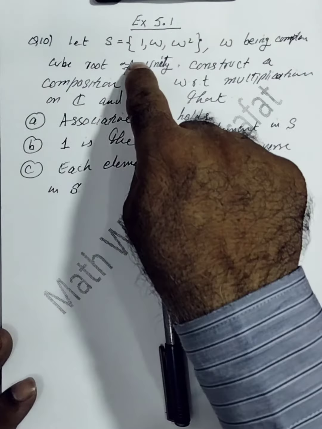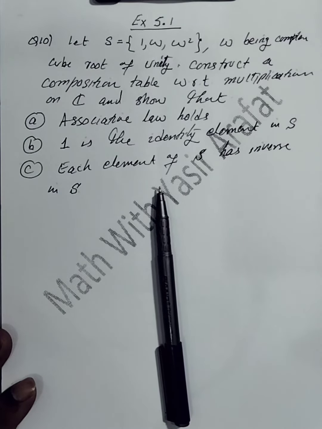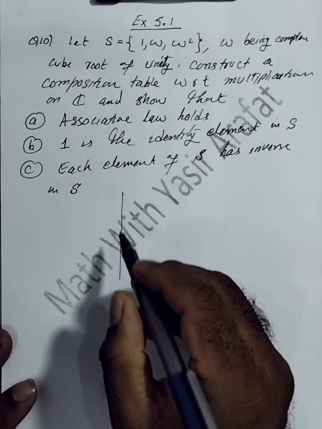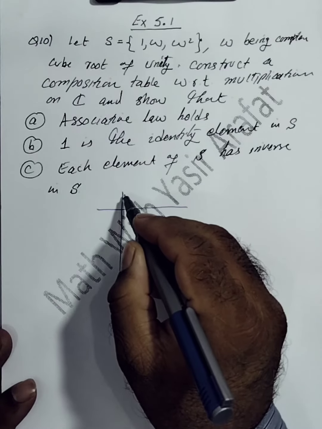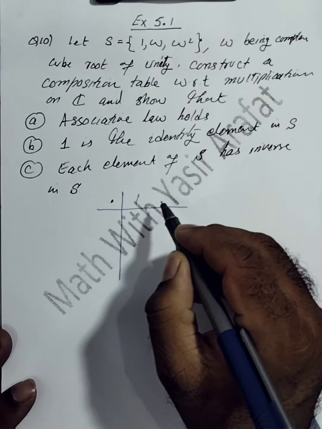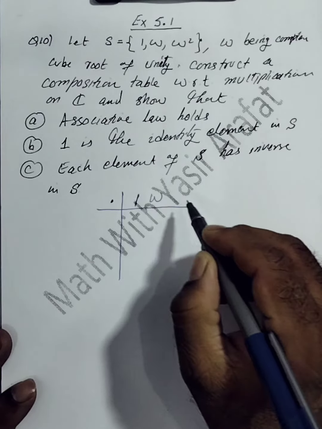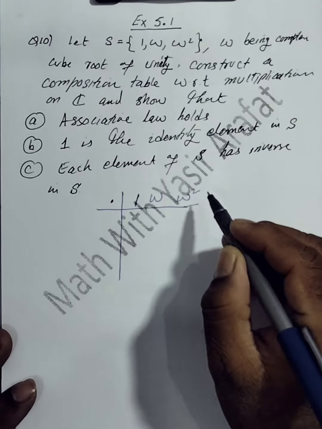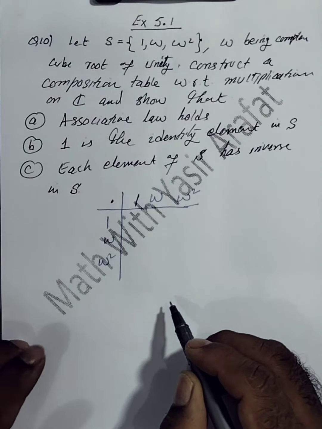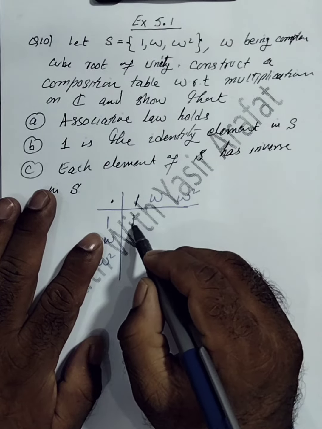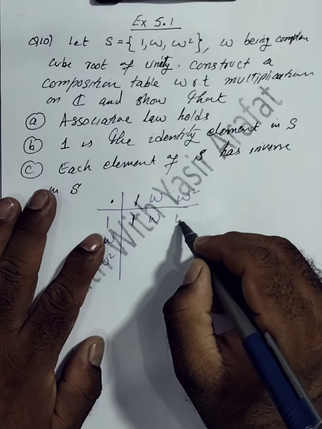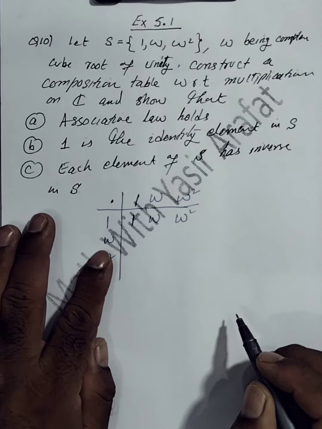So here first we have to construct the composition table. It is also called the multiplication table, and the binary operation is multiplication. Rows and columns: 1, omega and omega square. Now 1 multiplied by 1, the result is 1. 1 multiplied by omega, the result is omega. 1 multiplied by omega square, the result is omega square.